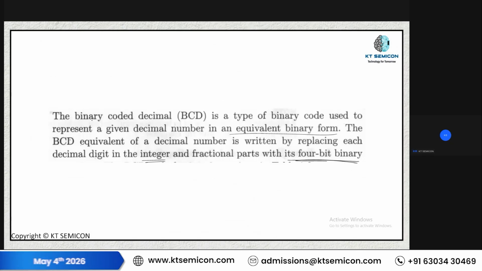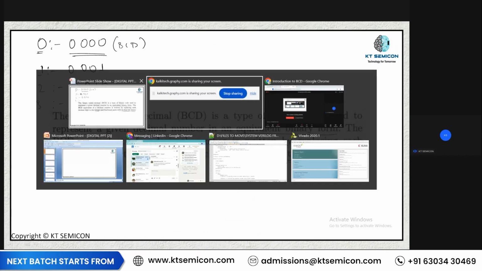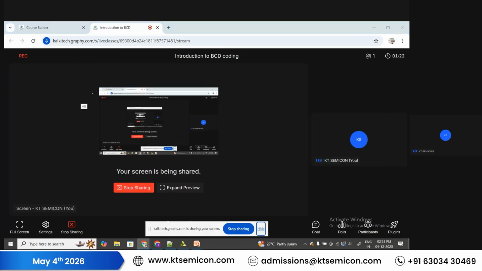Now, what do I mean here? Let's say I want to write down the BCD equivalent of the decimal digit 0. I simply represent this 0 with its 4-bit binary equivalent, that is nothing but 0000. That's it. This is my BCD code for 0. Now, if I want to write down the BCD code for decimal digit 1, it is 0001. For 2, it is 0010, and for 3, it is simply 0011.